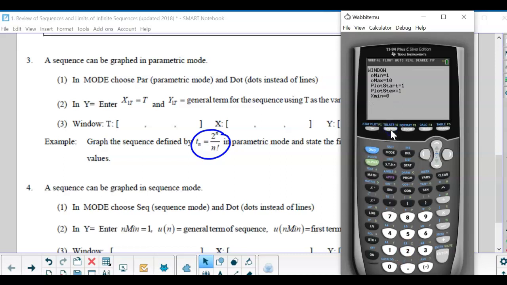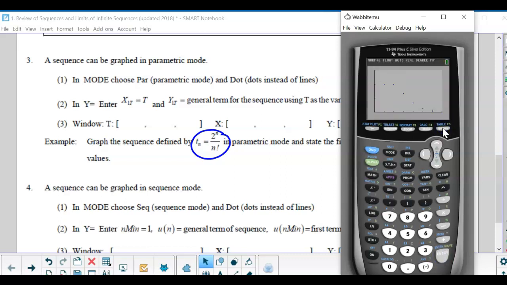Then, for your window settings, again, it looks a little bit different. Now it's going from n min of 1, n max, we're doing 7 terms, that's what we did before. You can keep it as 10, but we'll do 7. Plot starts at 1, steps up by 1, and then X is your screen, so again, keep it 0 to 7, up by 1s, and then your Y, so it's copied this out from our last calculation, so Y are your term values, 0 to 3, up by 1s.